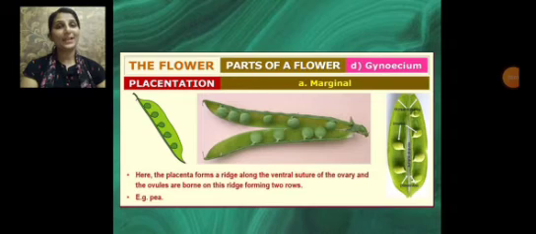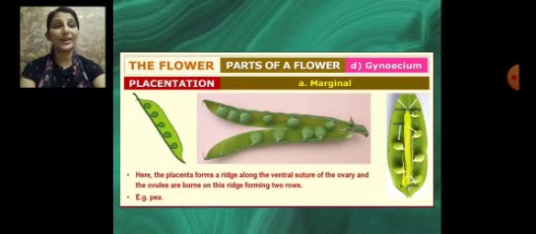The marginal placentation is the first type of placentation we have to learn, and this type of placentation is seen in peas. In the case of peas, this is an open pea, and the placenta is situated as a cushion-like structure on the ridge of the ventral suture. There are two sutures, dorsal and ventral, through which it can be opened.